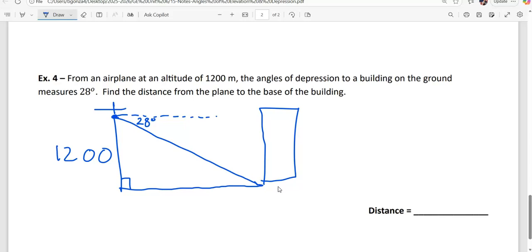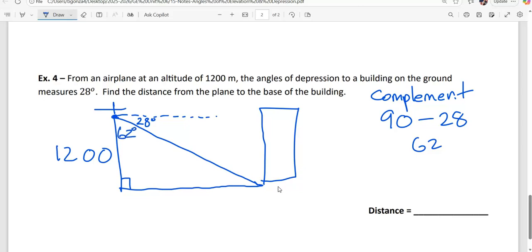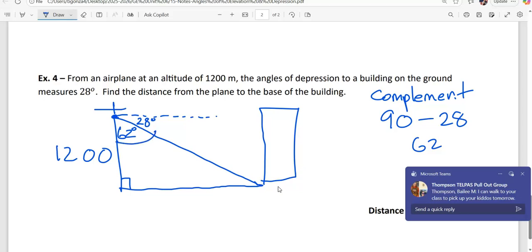You got to find out this missing angle, and they add up to 90 degrees. There's a word we call complementary, or finding the complement. So that means 90, take away whatever you have, gives you the other one. What's 90 minus 28? 62. So this is actually 62 degrees, and then you kind of forget the 28. The angle of depression is 28. It goes down. 62 is now my triangular angle.